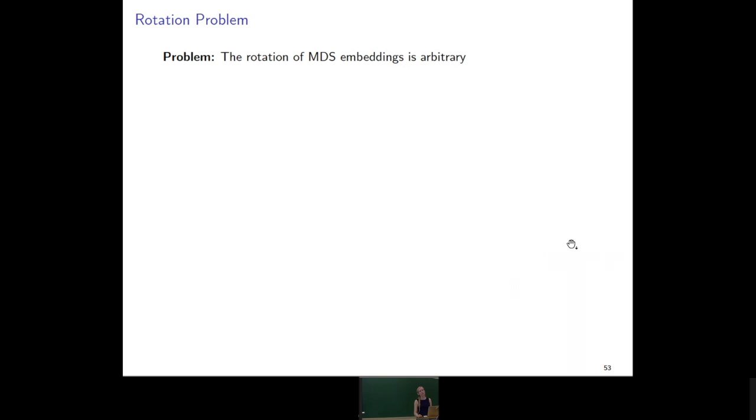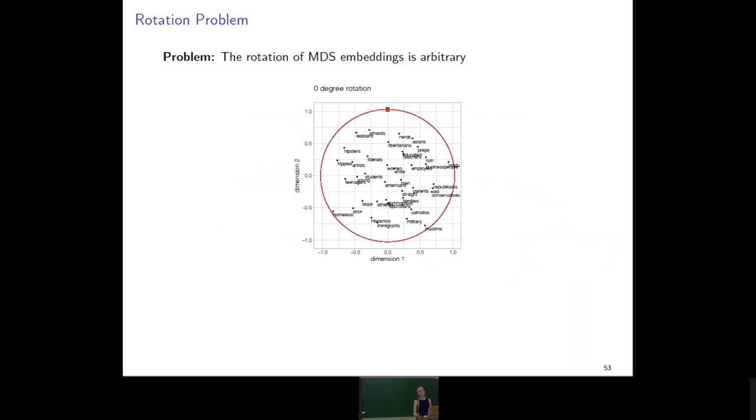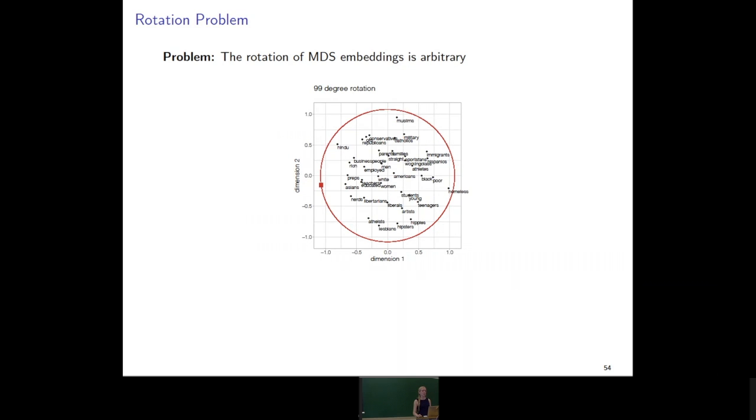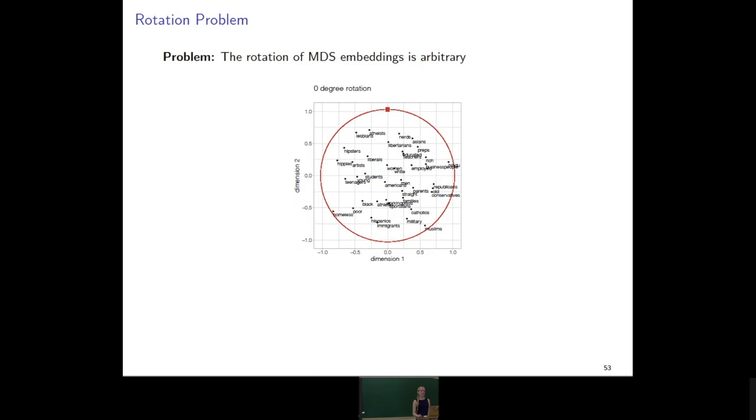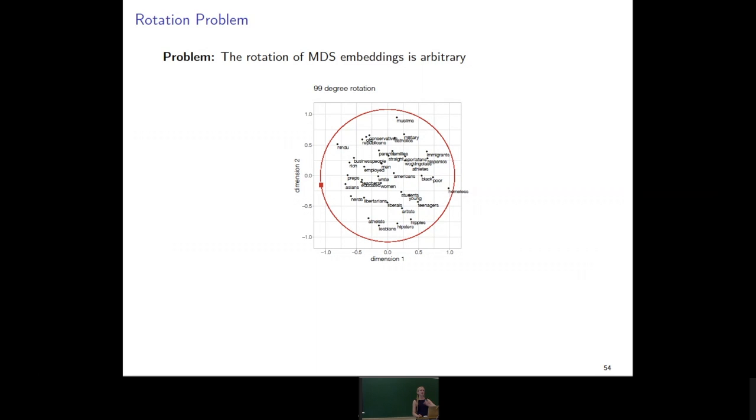The problem is that the rotation of MDS embeddings is entirely arbitrary. This is an example of the MDS embedding that's given to you by the computer, but you could also consider this embedding here, which is a 99-degree rotation. As you can see, the pairwise distances between all points remain the same. We're just rotating, right? In fact, both of these embeddings are equally faithful representations of the original data set. So they're both equally valid.